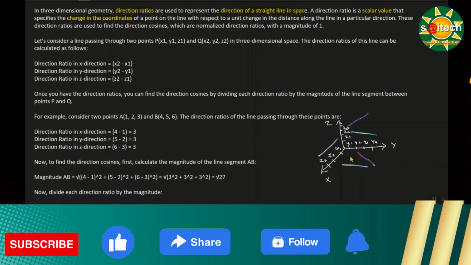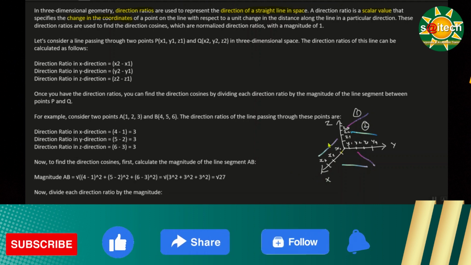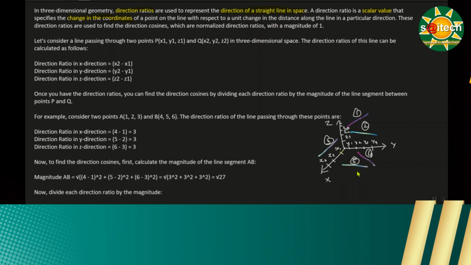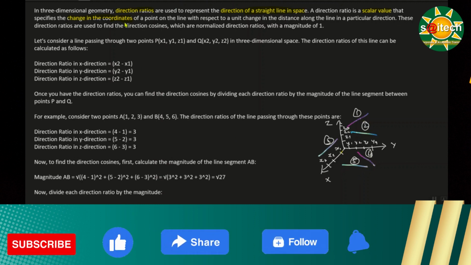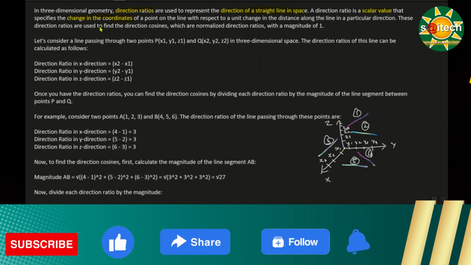But if it lies in the space, like in this case of line 1, line 2, line 3, line 4, line 5, then in order to understand the direction of that particular line, we need to use this direction ratio. Now, these direction ratios, as I already mentioned, are also used to find the direction cosines.